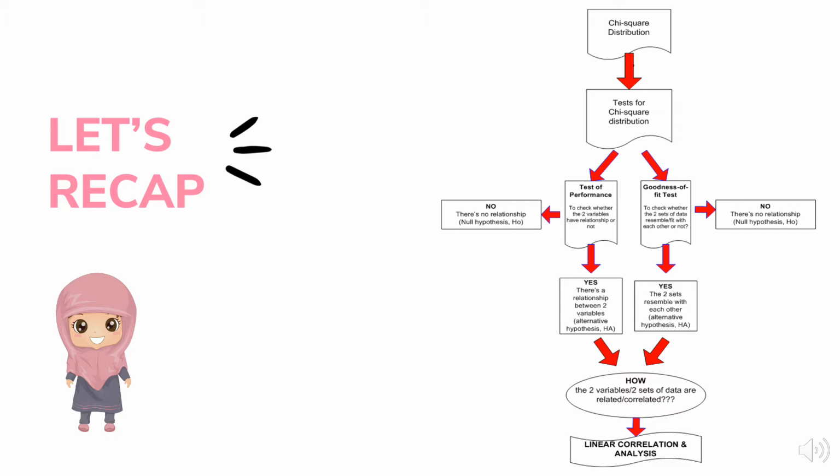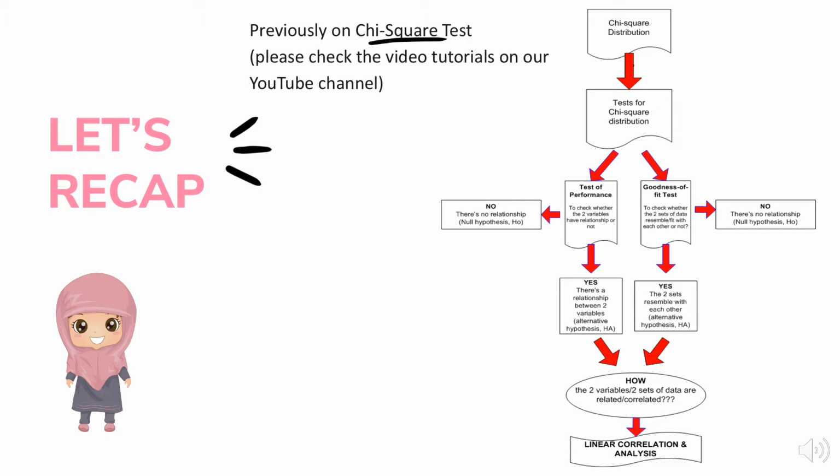Before we go any further, let's recap what we have learned in the previous lesson. You can check the video tutorials on chi-square test on the YouTube channel. Chi-square test has two types of tests, namely independence test and goodness of fit test, whereby the concern of the test is to check whether or not two variables or two datasets have a relationship or fit into each other. So here is the flow chart.